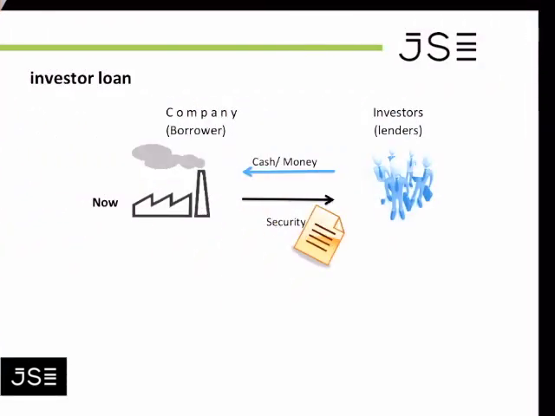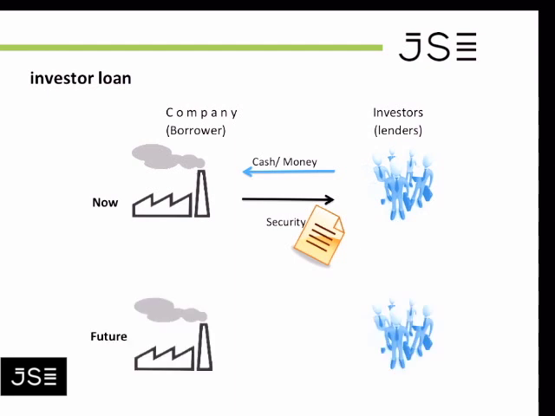So that's just the financial market jargon, but the concept is basically the same. So if we look at this particular scenario, you've got a company that wanted cash from investors. Investors gave the company cash. The investors got a security in return. And what happens in the future? The investors receive the amount that they borrowed to the company, and they also receive interest payments. In the case of a bond, they would be called coupons.